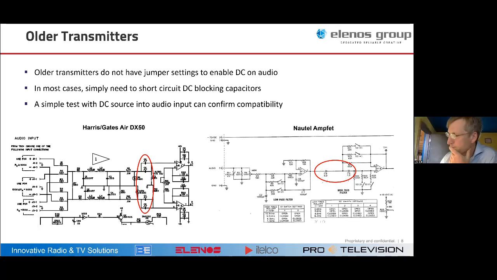Sorry, could you repeat that? Yeah, I think we could use a little better definition of older, because I started in the 70s. I'm pretty sure you couldn't get that plate modulated Collins to do this. Yeah, so tube transmitters, it will depend on the topology, right?